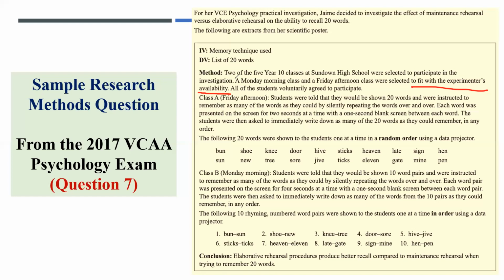Convenience. Yeah, convenience, correct. So all of the students voluntarily agreed to participate. So that indicates that voluntary participation as an ethical principle was fulfilled. It was not breached. Class A is Friday afternoon. Students were told that they would be shown 20 words and were instructed to remember as many of the words as they could by silently repeating the words over and over. This is kind of like our condition 1, C1.